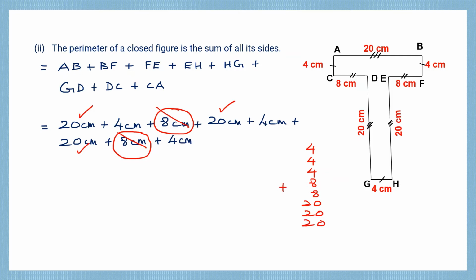Now let's add up everything. 4 plus 4 is 8. 8 plus 4 is 12. 12 plus 8 is 20. 20 plus 8 is 28. And we carry 2. 2 plus 2 is 4. 4 plus 2 is 6. 6 plus 2 is 8. So we've got 88. So this will be 88 centimeters. That means the perimeter of this closed figure is 88 centimeters.